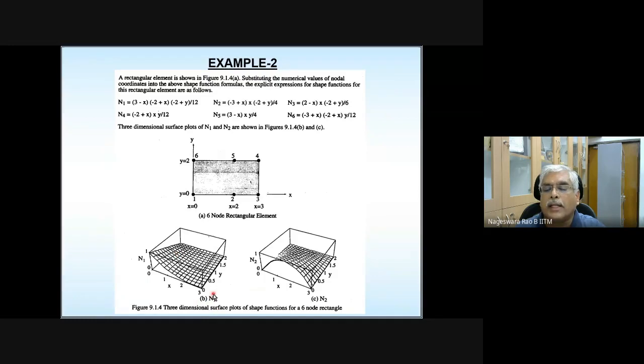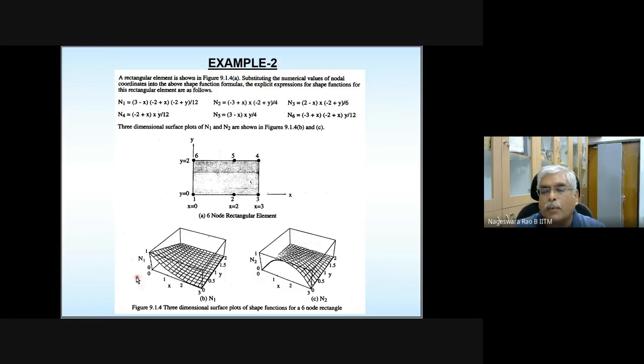Here the plot is given for N1 and N2. What is the idea of giving it for N1 and N2? Node 1 is the corner node and node 2 is the middle node. So that is the reason N1 and N2 are plotted: the shape function corresponding to node 1, and the shape function corresponding to node 2.